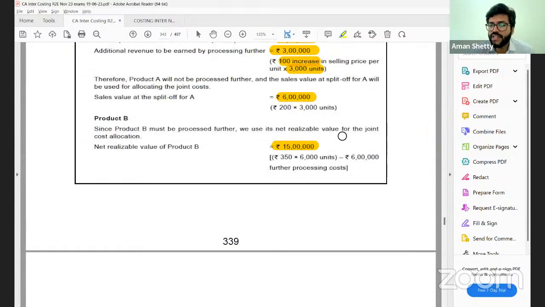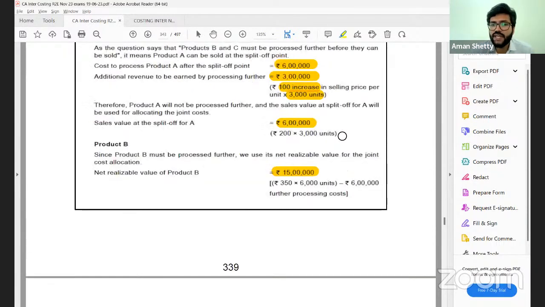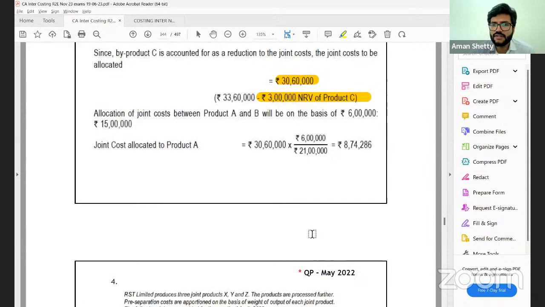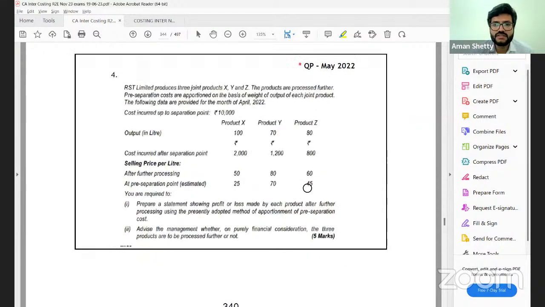30 lakh 60,000. NRV is how much? 6 lakh and 15 lakh, for A and B, the NRV you know. Yes, 6 lakh and 15 lakh. 6 lakh plus 15 lakh is 21 lakh. You show the working there within bracket, 6 lakh plus 15 lakh. So for A, it will be multiplied into 6 lakh, you get 8 lakh 74 to 86. Clear, all of you? Yes, sir.